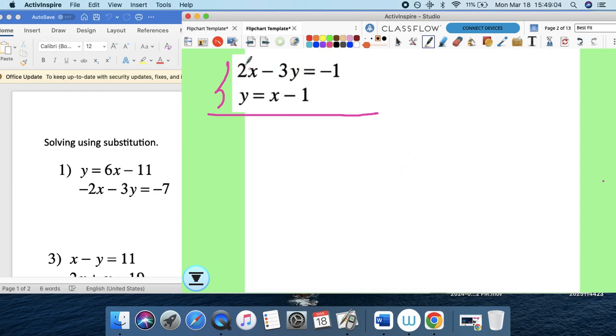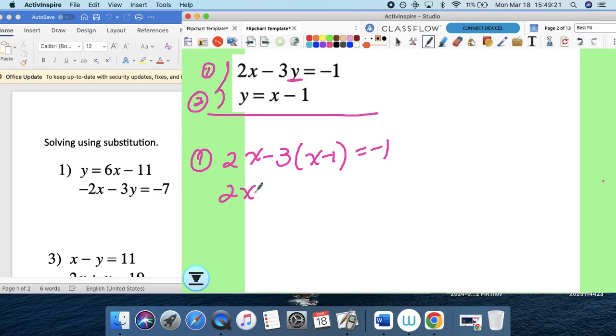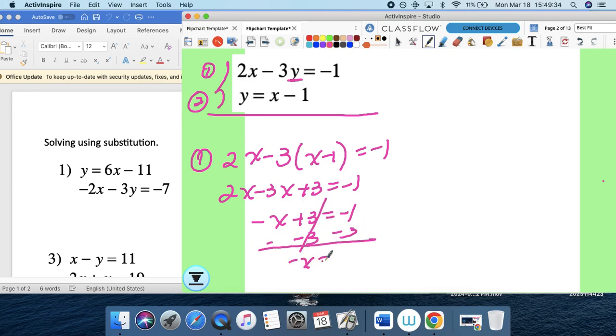So let me write equation 1 and equation 2. Alexa, stop. So I'm going to go to equation 1, and it's 2x minus 3 times, and then wherever I see the y, I'm going to replace it with x minus 1. And that equals negative 1. 2x minus 3x plus 3 equals negative 1. This is negative x plus 3 equals negative 1. Minus 3, minus 3. So I get negative x equals negative 4.